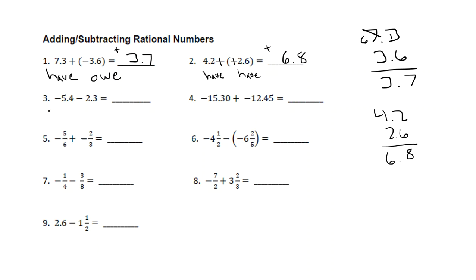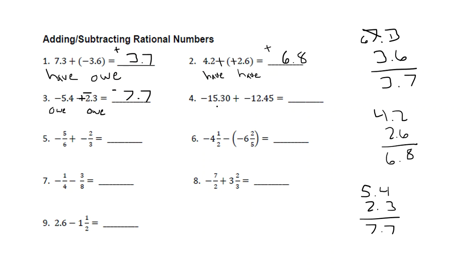Okay, the next one, we have a negative 5.4 subtract 2.3. Remember, we always change subtraction to addition by doing same, change, change. So this becomes negative 5.4 plus a negative 2.3. So now both of these are negative. If you owe and you owe, when you combine those, you're going to owe a bigger amount. And to figure out what that amount is, you have to add those two numbers together. So that would be 7.7. So a negative 7.7 would be your answer.